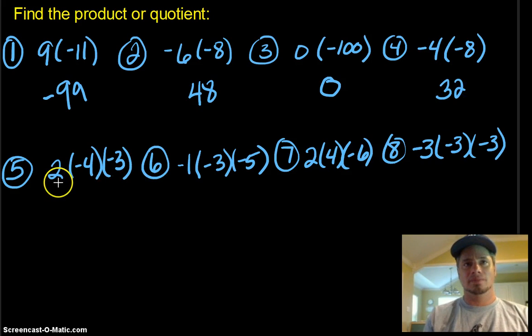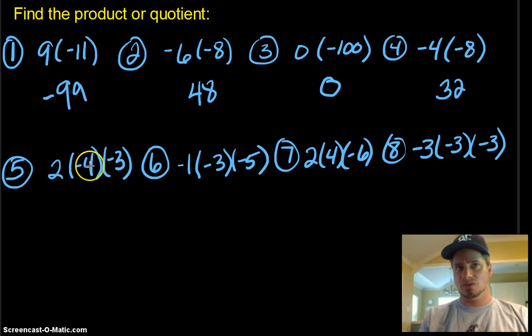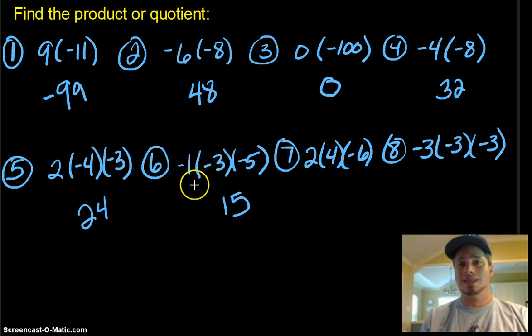Down here, I've got three numbers. Let's just multiply first. 2 times 4 is 8. 8 times 3 is 24. Now let's count how many negatives I've got. 1, 2. I've got an even number of negatives, so my answer is positive. Look at number 6. I've got negative 1 times negative 3 times negative 5. We'll just multiply normally. 5 times 3 is 15 times 1 is 15. Now let's count how many negatives we have. 1, 2, 3. That is an odd number of negatives, so my answer is negative.